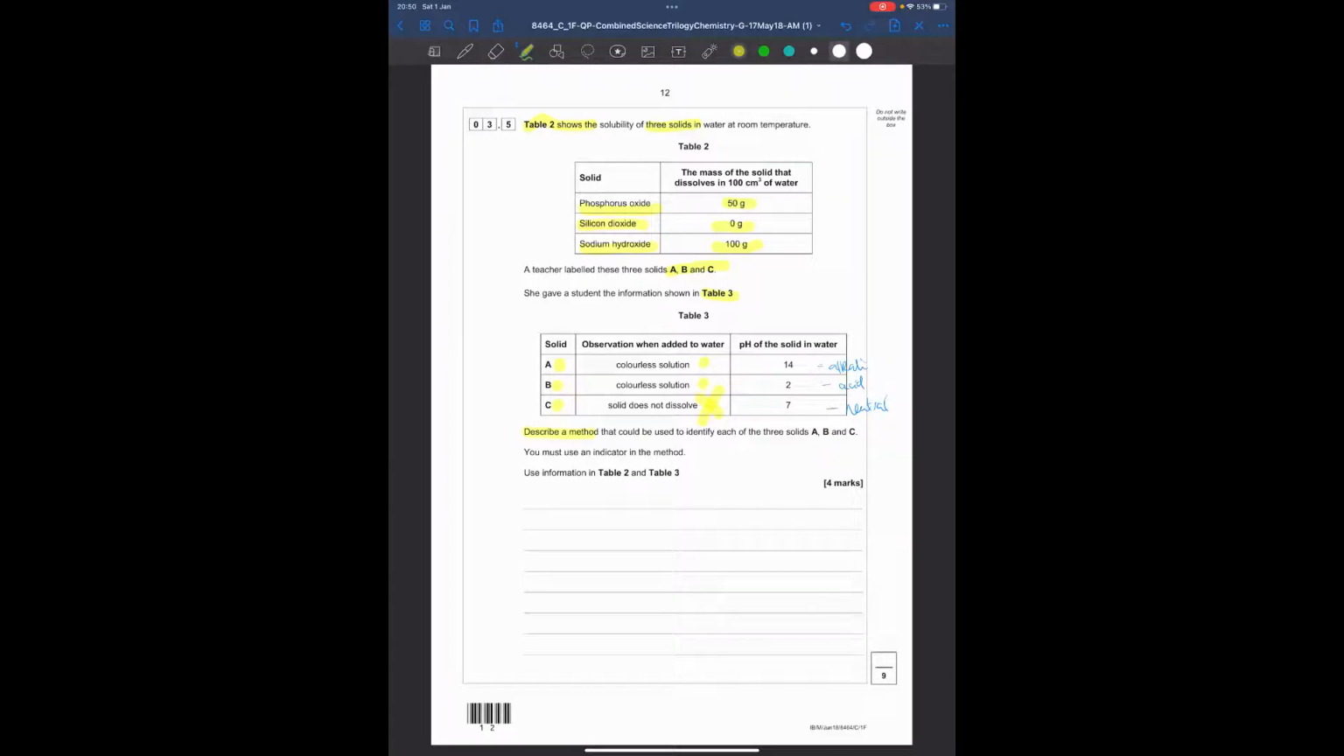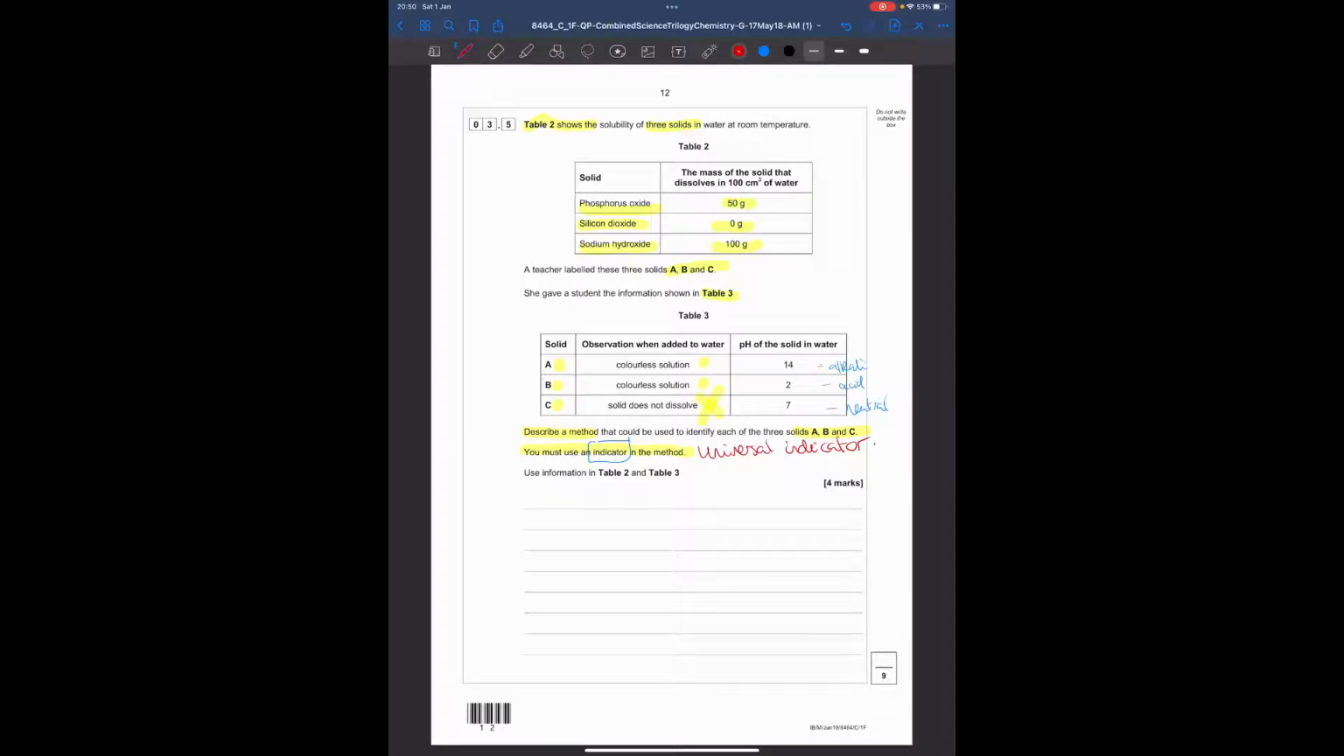Describe a method that could be used to identify each of the 3 solids A, B and C. You must use an indicator in the method. Use tables 2 and 3 to help you get your answer. Now, it's told us we need to use an indicator. So therefore, my first part of thinking for this question would be to go with the obvious indicator that I know. And the obvious one is universal indicator.